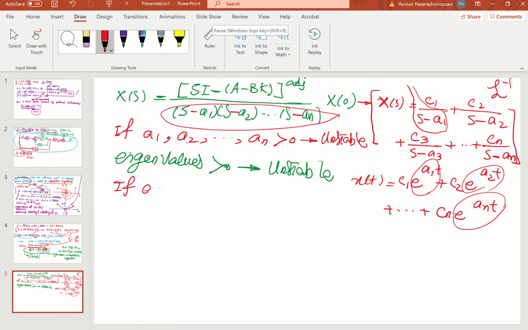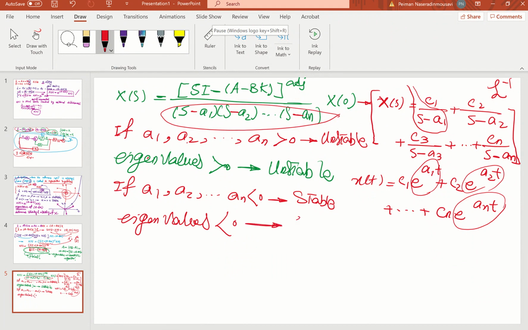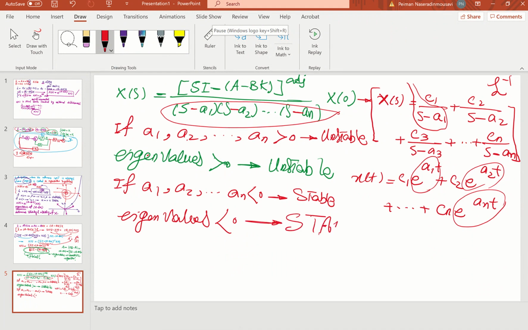If A1, A2, and the A and all are negative, your system is stable. Because this gonna go to 0, this goes to 0, this goes to 0. So if eigenvalues are negative, your system is stable.